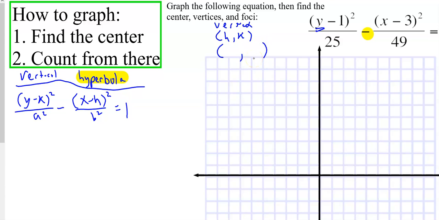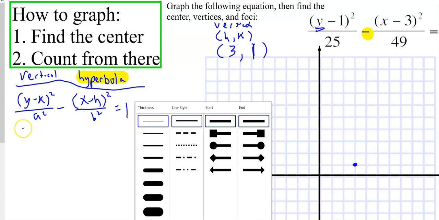Now what's weird is the h is attached to the x here. The h is x minus h. So x minus 3, x minus h, means h is actually a positive 3. Notice that it says minus 3, but the h is actually positive there. Same thing happens here for y. The formula is y minus k, and this is y minus 1, so k must equal positive 1, even though it says minus 1 there. So 3, 1 is my vertex, or I should say my center of this vertical hyperbola.